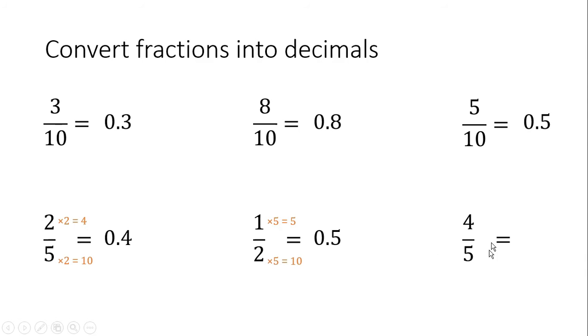And finally, we have 4/5. Well, 5 is not a 10. How do we turn it into a 10? Multiply it by 2, which means we do the same thing to the numerator. So 4/5 is the same as 8/10. How do you write 8/10? You put 8 in the tenths place.